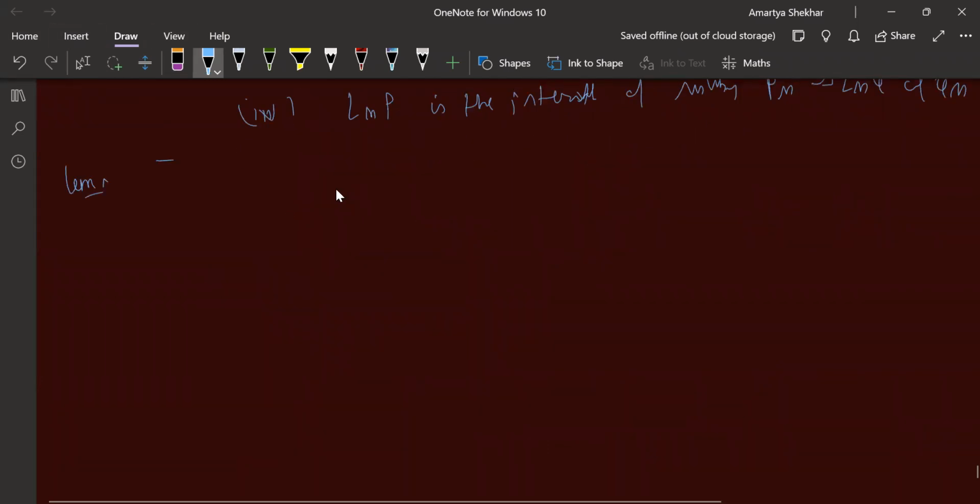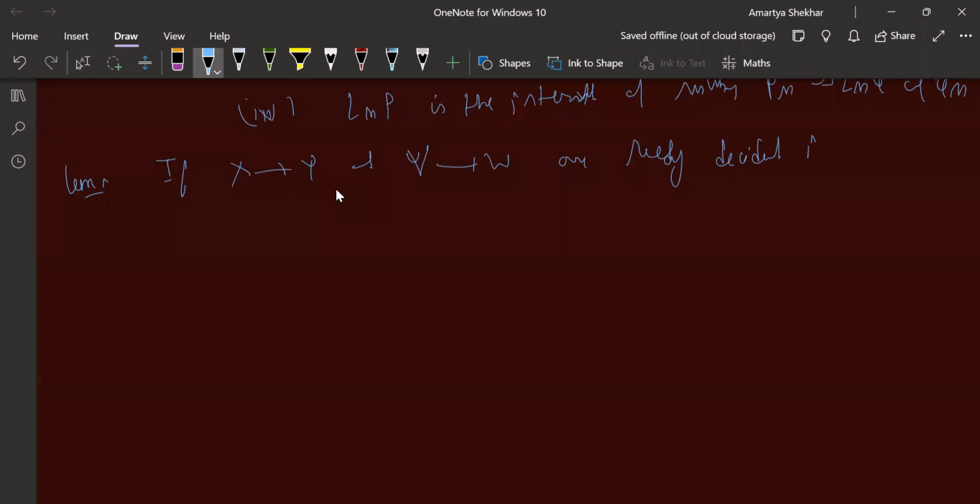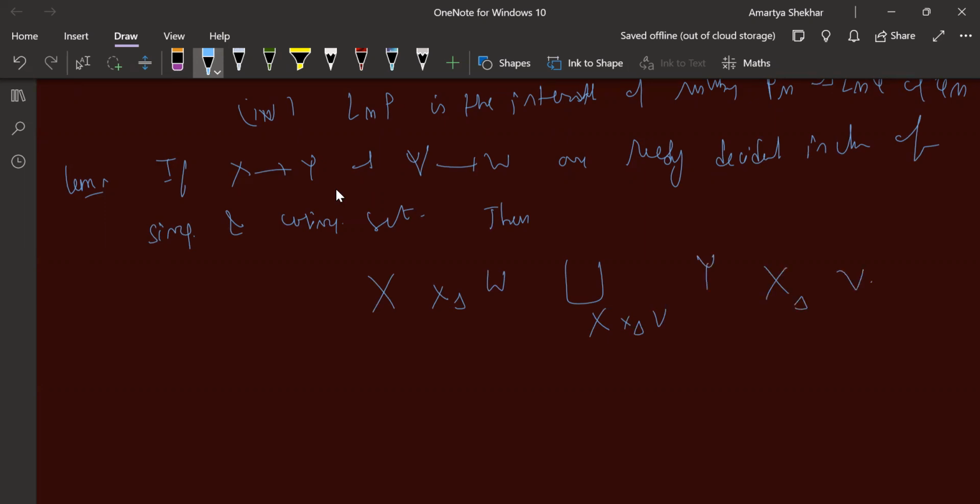So, a lemma. Let's take a couple of Reedy desirable inclusions. If x from y to z and d to w are desirable inclusions of simplicial and cosimplicial sets, then this is an important lemma. Let me write it down first.